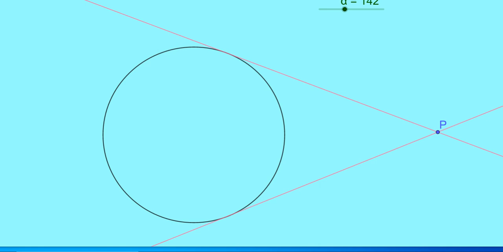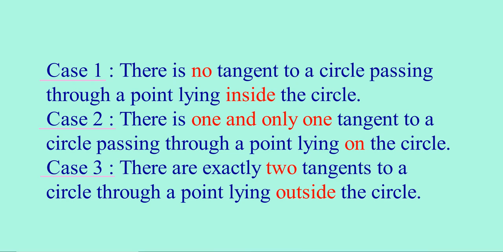So we can conclude. Case 1: there is no tangent to a circle passing through a point lying inside the circle. Case 2: there is one and only one tangent to a circle passing through a point lying on the circle. And the last case: there are exactly two tangents to a circle passing through a point outside the circle.